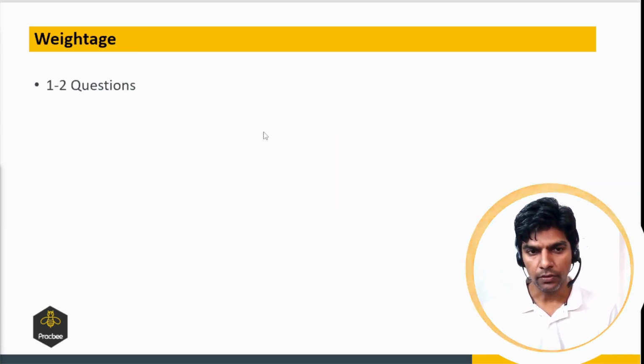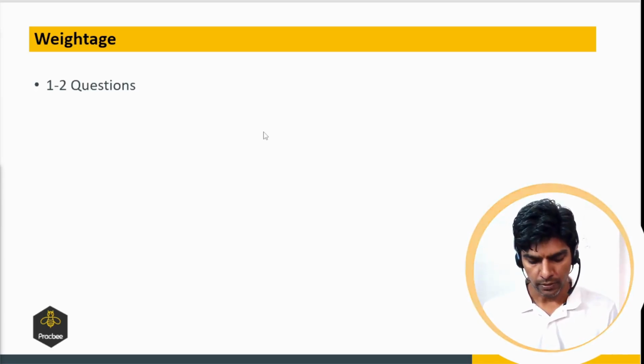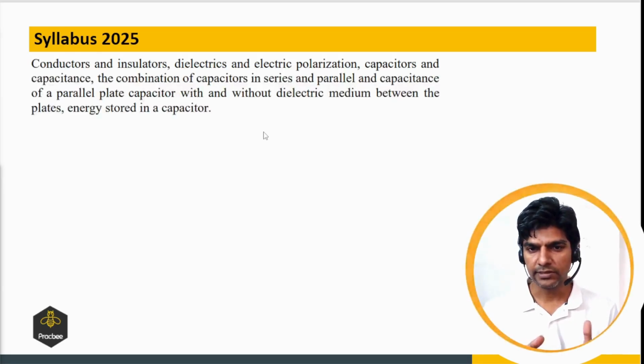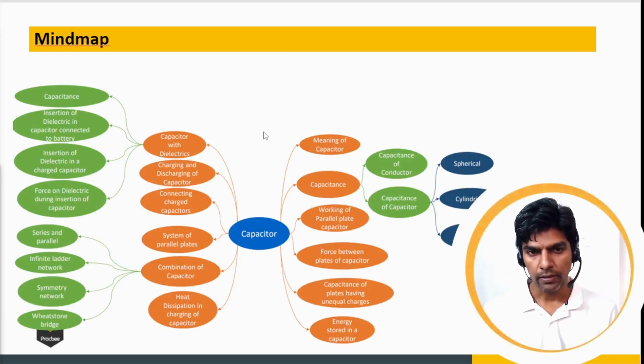Now again, this chapter is very important because around 1 to 2 questions can be asked in JEE Mains. And this is the syllabus, so there is no change in the syllabus with respect to last year. And this is the mind map where I have mentioned all the different areas which you have to focus on. Now let us jump to the problem types.